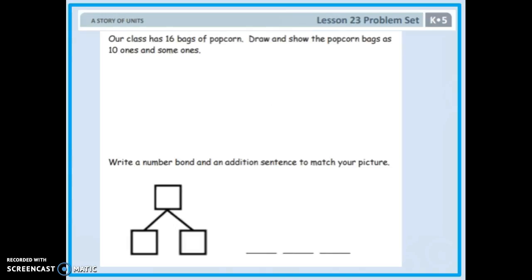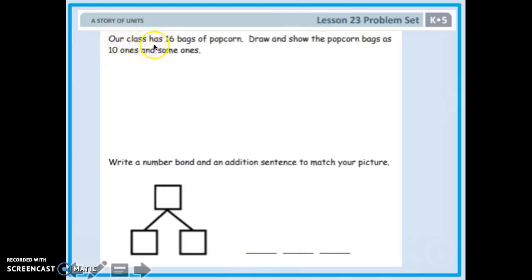Here we are on the last problem. Remember, if you're not finished with the other one yet, please hit pause and finish. Okay, here we go. This time you're going to do it all by yourself. I'm not going to be showing you any pictures at all. I'm just going to read it to you.